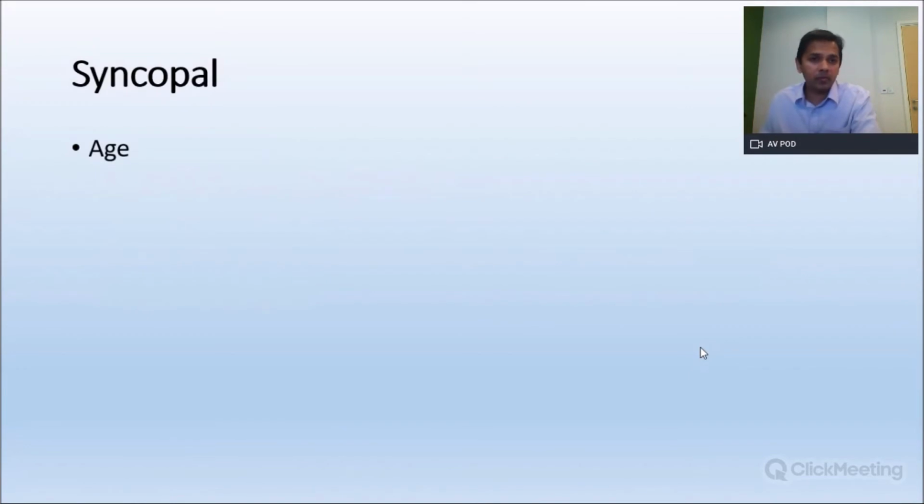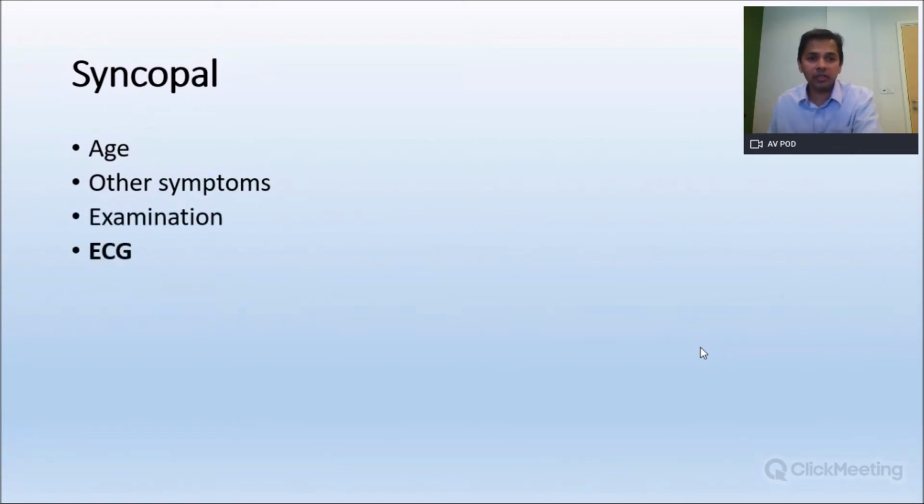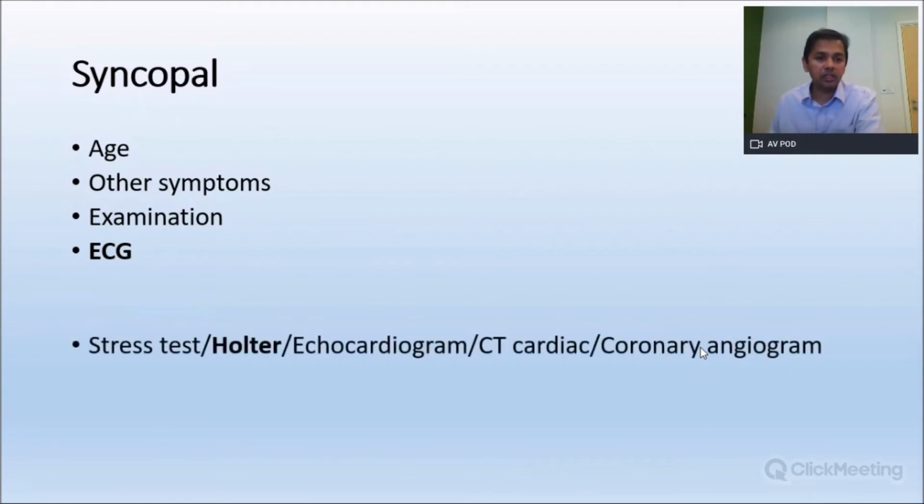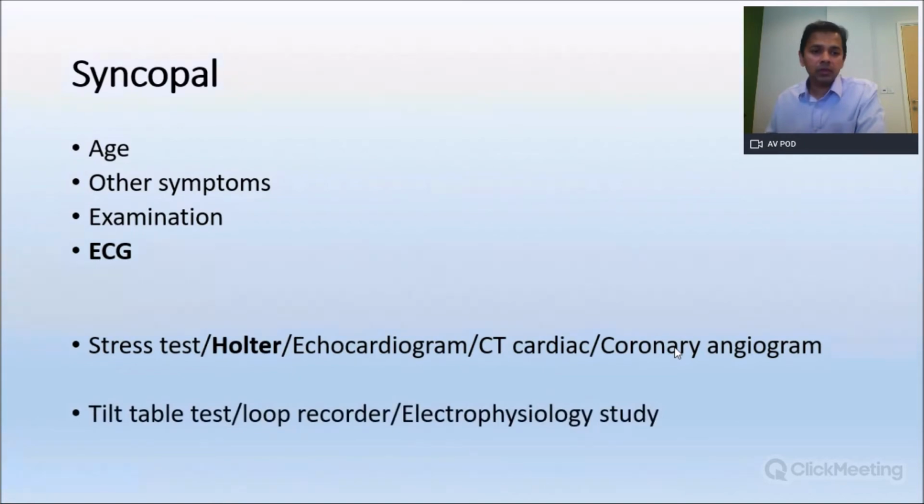So how do you manage? Again, age will narrow the differential diagnosis. Look for other symptoms, examination, make sure that they have no murmurs, ECG, and other tests. Again, doing a stress test, most importantly a Holter, echocardiogram, CT cardiac, to rule out coronary disease. And sometimes the electrophysiologist will do a tilt table test or an electrophysiology study for those who suspect arrhythmias.